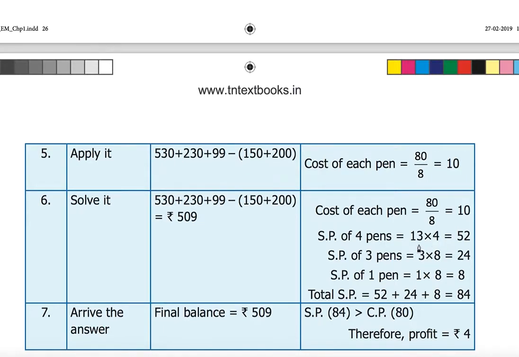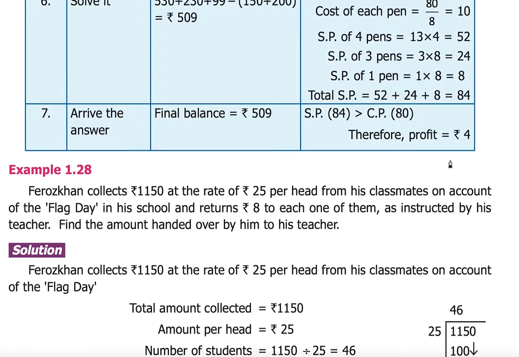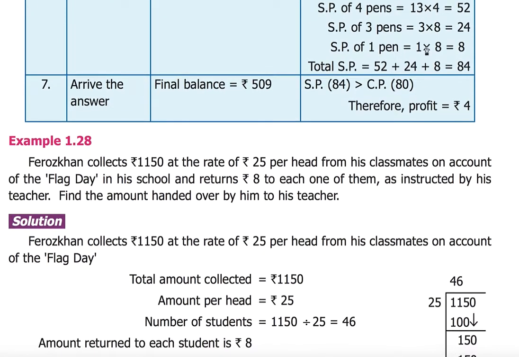13 fours is, sorry, 52, that is not 42, 52. So total is 84. Total profit is 4 rupees. Now it is profit, not loss. Okay, because we made a mistake here. 13 fours, not 42, 52.